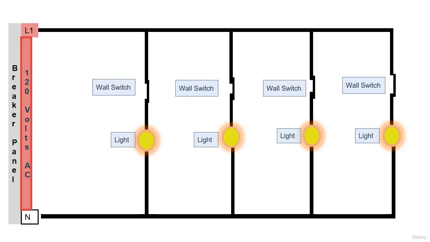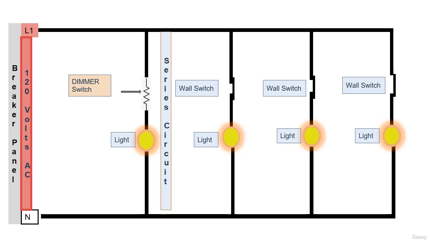For example, if I have a light circuit with a dimmer switch, the dimmer switch and light bulb create a series circuit within a parallel circuit.